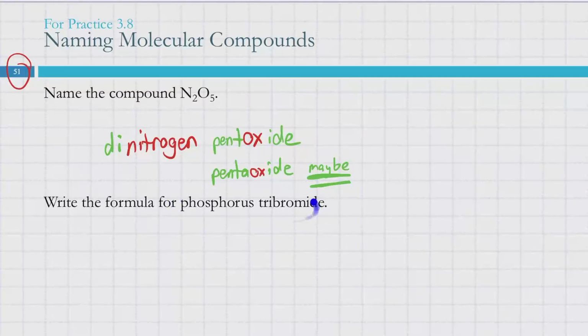If we're trying to write a formula for phosphorus tribromide, what's our first thing? Phosphorus, which has the symbol P. How many P's do we have? 1. What subscript do we write? Trick question, no subscript. Okay, what's our second thing? Brome, the base for bromine. Br, how many do we have? 3, because of the tri prefix. PBr3. Isn't that nice and simple?